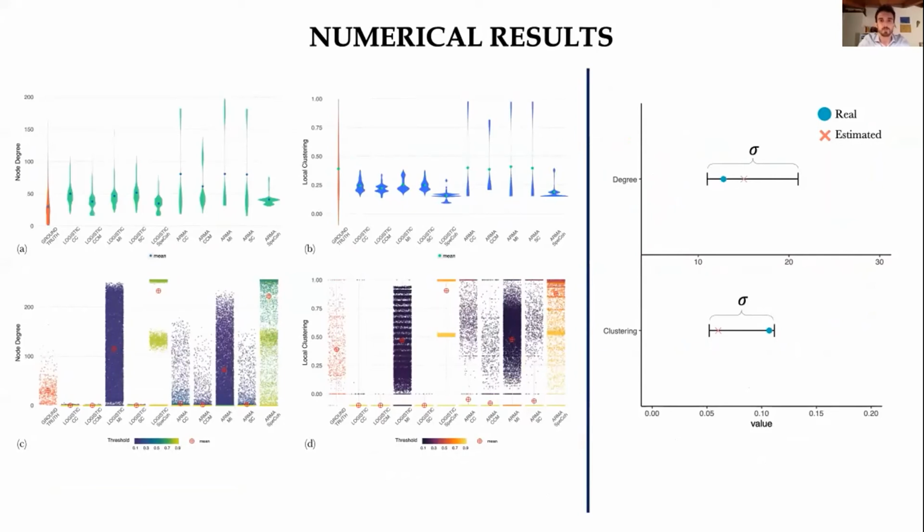And basically, this plot shows the result for the degree, the clustering coefficient, and the comparison with the threshold approach with different levels of the threshold. Here I reported just an aggregated result which shows the comparison in the median value of the degree and the clustering coefficient with the real values of the networks.